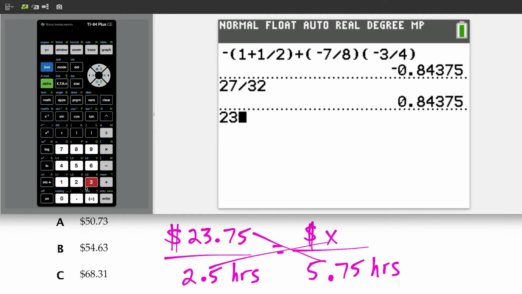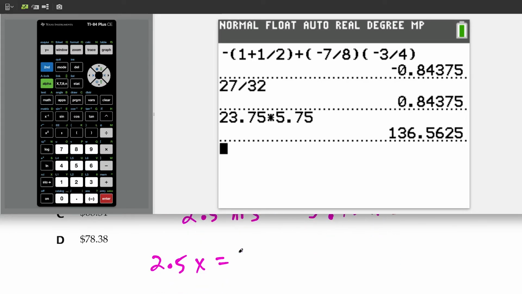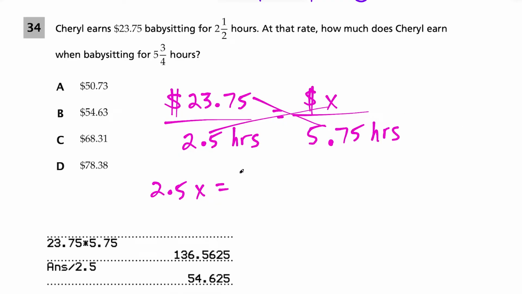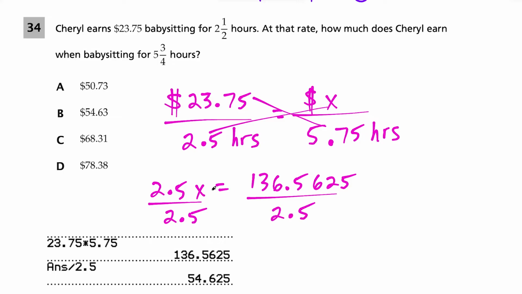So I'm going to do 23.75 and then times 5.75. And then after we do this, eventually we are going to have to divide by 2.5. So I'm just going to do that now. I'm going to press divide and then 2.5, and that's going to take the answer and divide by 2.5. So 23.75 times 5.75 is 136.5625. And now from here to solve for x, to get rid of the times 2.5, we're going to divide both sides by 2.5. So we're going to go divide by 2.5 on both sides.